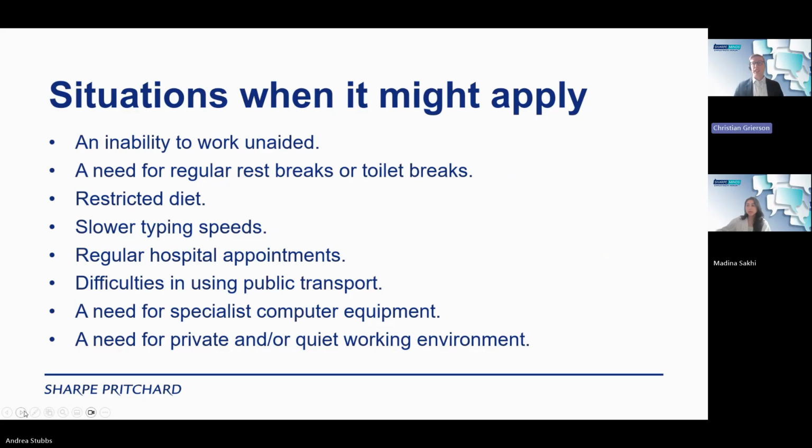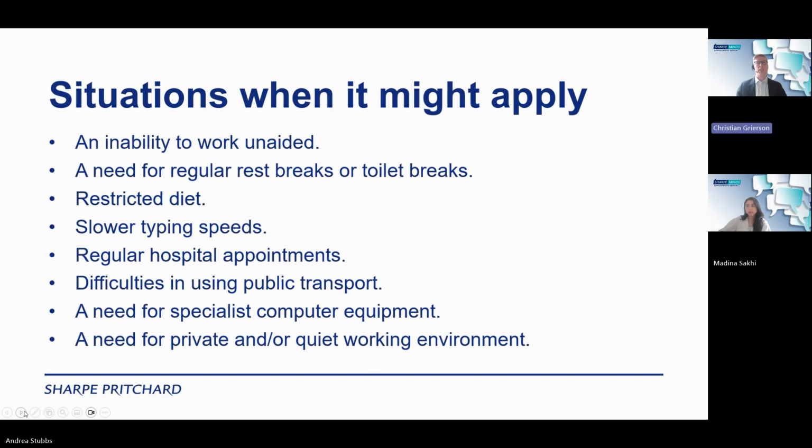So some examples of situations where we might see a Section 15 claim come up. If an employee has an inability to work unaided, a need for regular rest breaks or toilet breaks, restricted diet, slower typing speeds, regular hospital appointments, difficulties in using public transport, a need for specialist computer equipment, and a need for private and/or quiet working. If you look at all of these things, there's no mention of the actual disability. What we're looking at is that something arising from.